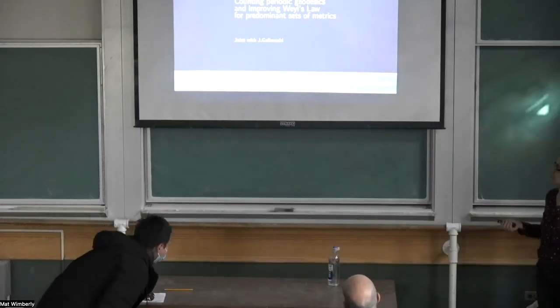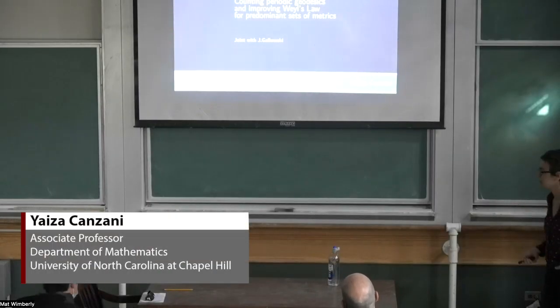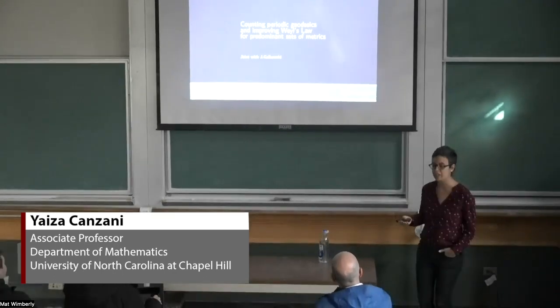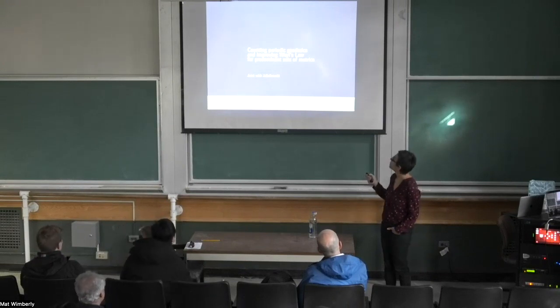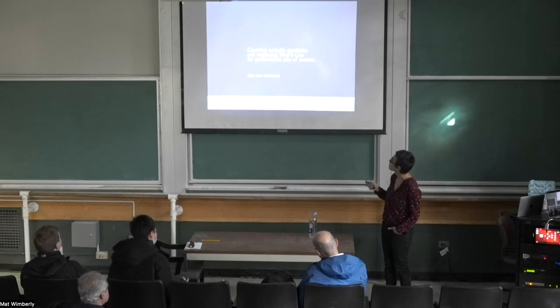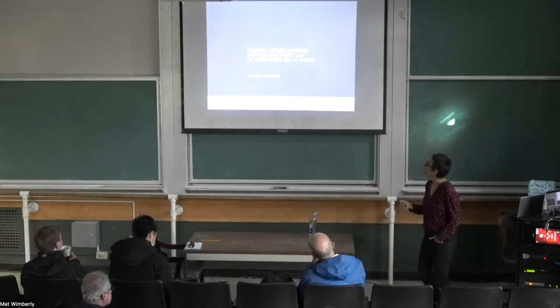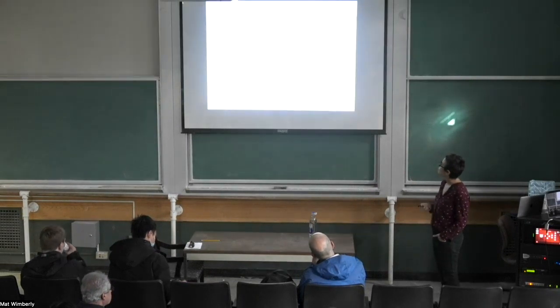And at the title itself, I'm going to be talking about how one can find bounds for the number of periodic geodesics, find bounds for the error term in the Weyl law. And this term here, for predominant sets of metrics, will hopefully end up meaning for you for most metrics. We'll see if I can convince you.